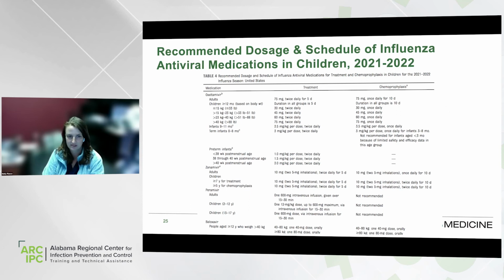And so with kids, those are the different recommended dosages. You can tell that it's based off of weight and based off of age. This is something that oftentimes will be started within the first 48 hours of infection, but can be started later in certain circumstances, depending on what the pediatricians recommend. And then there's some other medications that might be used in different circumstances, but less commonly, is the zanamivir, peramivir, and baloxavir.